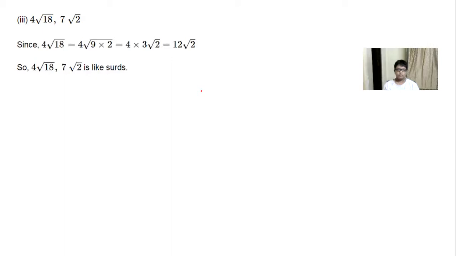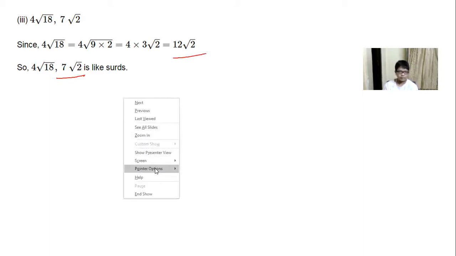So these are like surds. 12 root 2 and 7 root 2. Is it correct? Yes, sir. Okay.